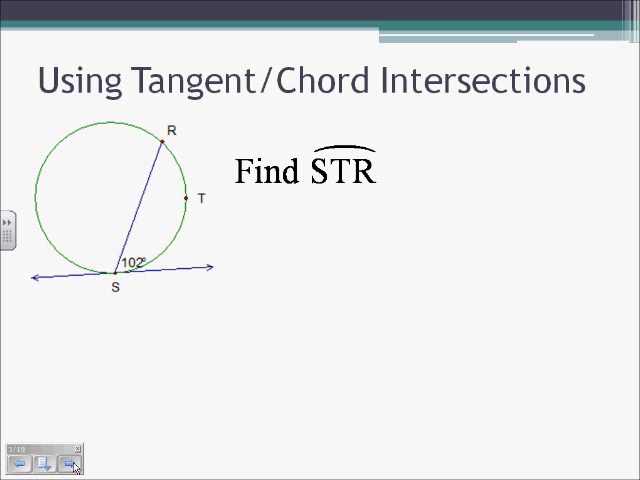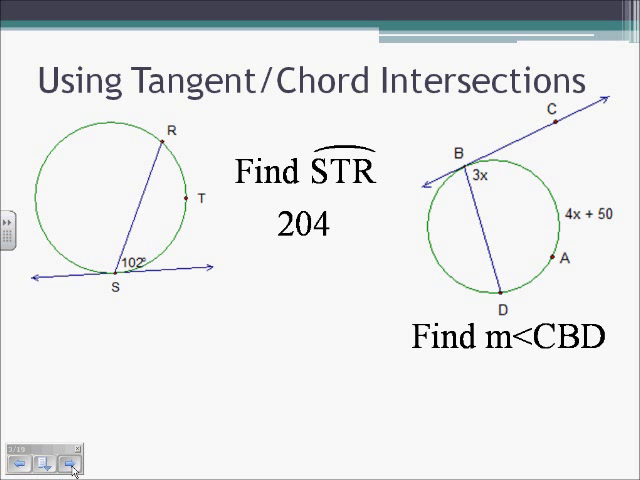Here we're asked to find arc STR. We know the measure of the inscribed angle is half of the measure of the arc, or we can go the other way with that. The arc is going to be twice as big as the angle, so we double our angle. 102 times 2 is going to be 204 for the measure of our arc.